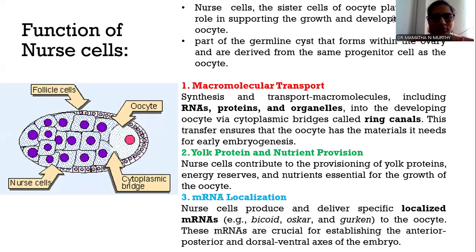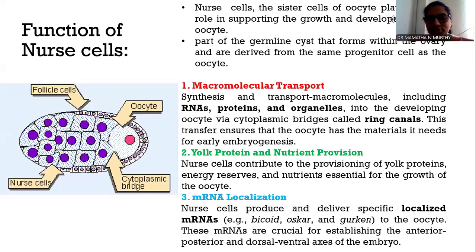The main functions of nurse cells include macromolecular support, where the synthesis and transportation of macromolecules like RNAs, proteins, and organelles into the developing oocyte is taken care of by nurse cells. They transfer these molecules through ring canals, specially designed connections between the cells. These macromolecules are transported from nurse cells into the oocyte through the ring canals, providing protein and nutritional provision.